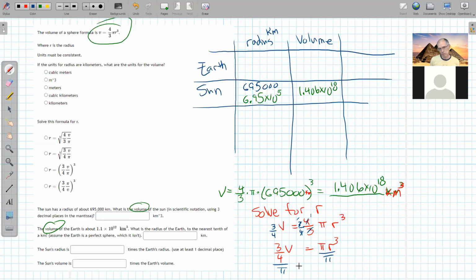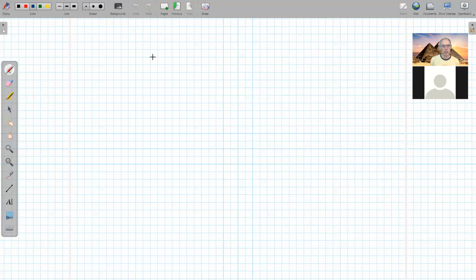And this looks messier than it is, so we'll look at cleaning this up. The right side's pretty straightforward. A number divided by itself is 1. So as far as the 3/4, there we go, times V, I can view that as V over 1. And so I can call that 3V over 4.